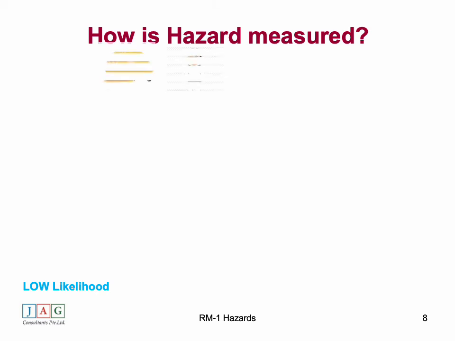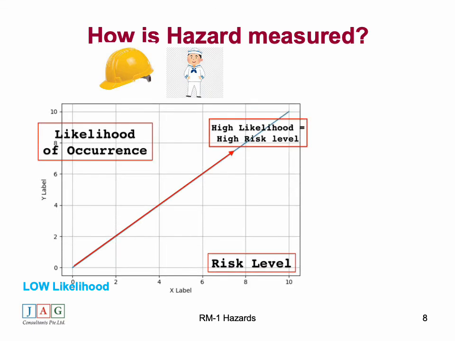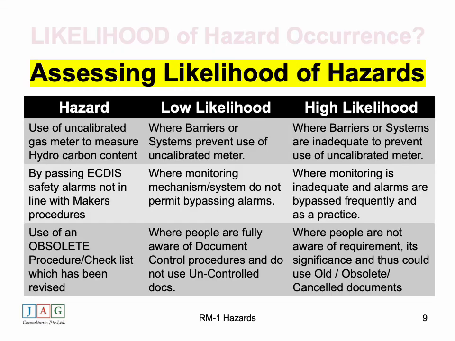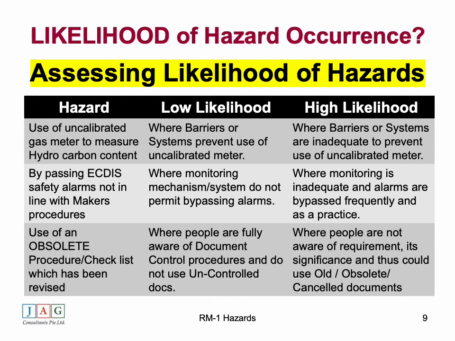For example, let's say not wearing proper PPE, safety shoes, helmet, etc., is a hazard. The likelihood of this occurring in a substandard company is high, but in a company or a ship where the standards are high, the likelihood is likely to be very low, because the company maintains good standards. So you have a low likelihood and a high likelihood of hazards.